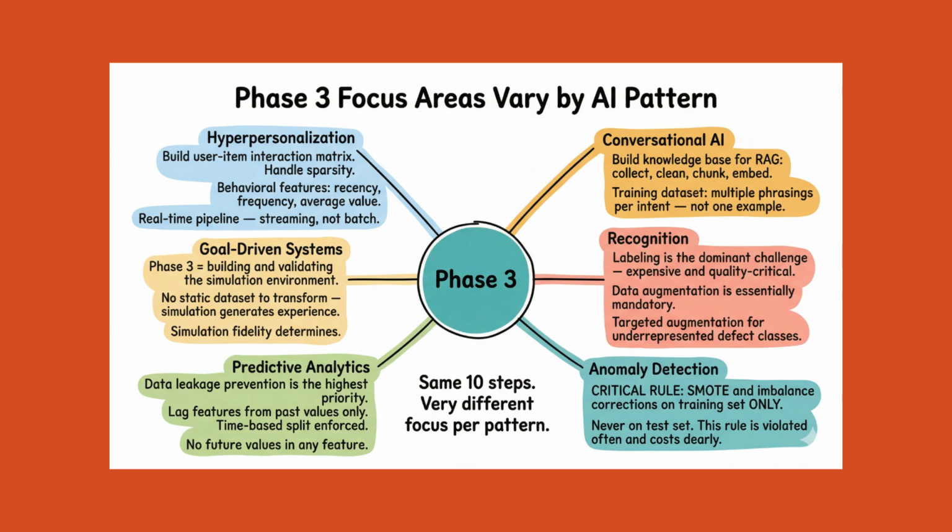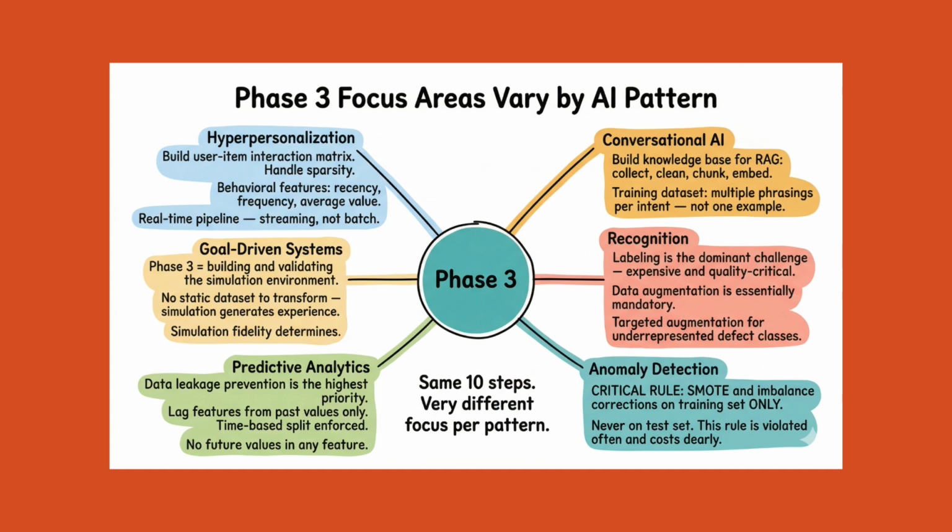For recognition, labeling is the dominant activity by far. It is expensive, time-consuming, and quality-critical. Data augmentation is essentially mandatory to compensate for limited labeled data and to improve model generalization. Class imbalance between defect types requires targeted augmentation for underrepresented classes.